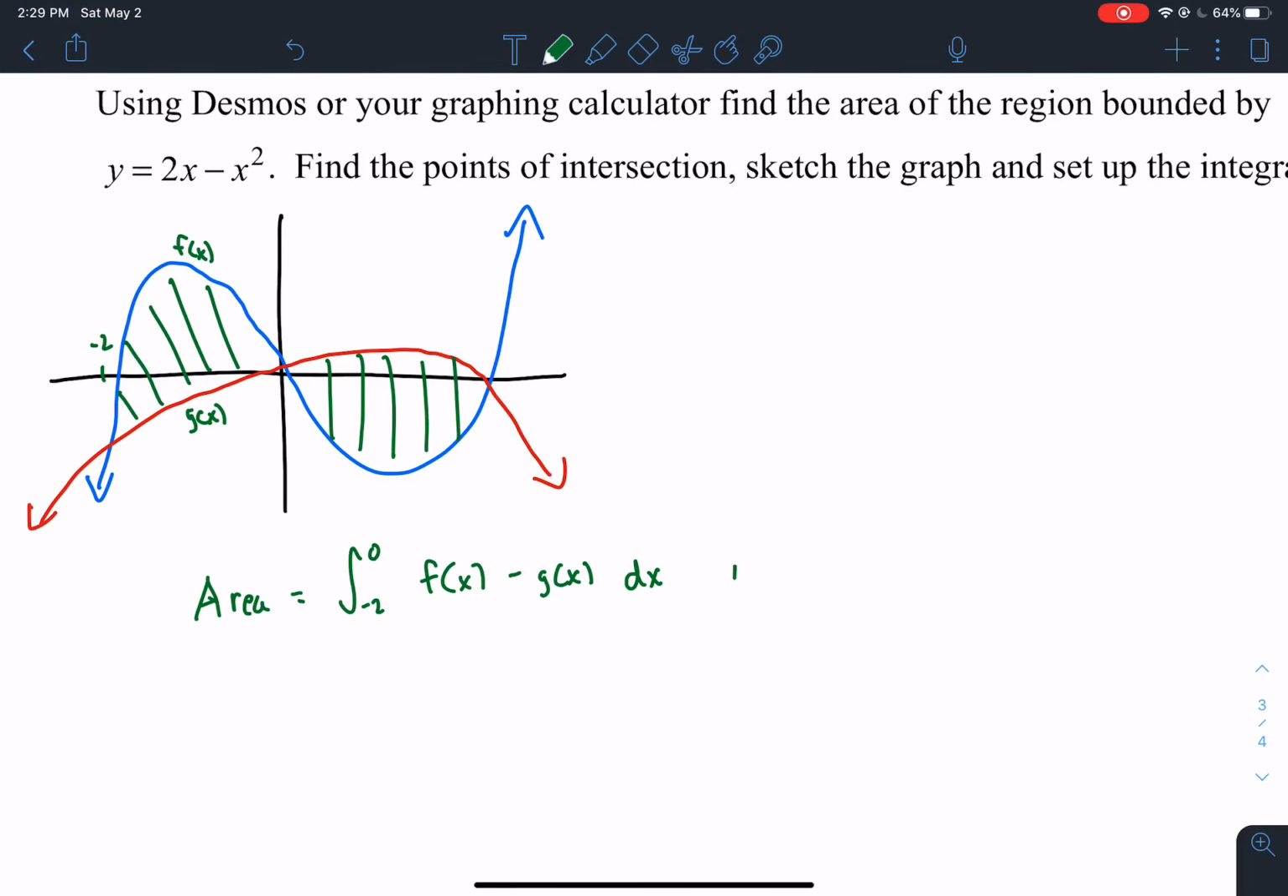And then the second one, we're going to go from 0 to 2. That was the other intersection point. That was 2. Now we're going to do g of x minus f of x, because now the lines switch. The red line's on top and the blue line's on the bottom.